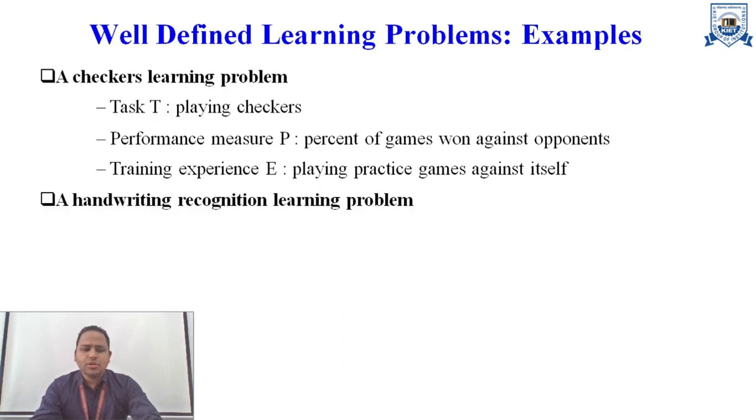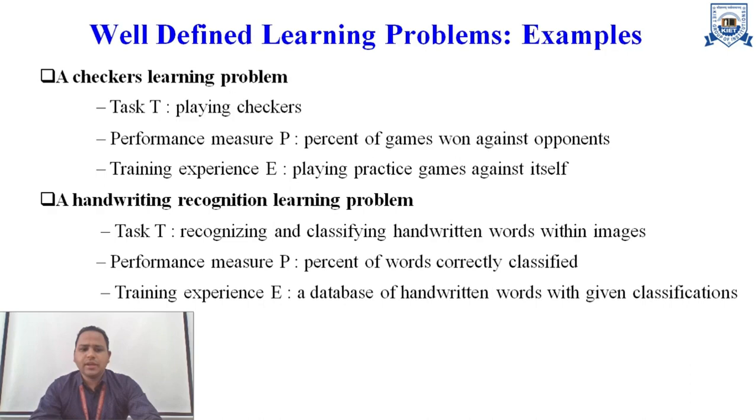Okay, if you take another example, we have the handwriting recognition learning problem, where we give the system some handwritten digits, and the computer will tell us what that digit is, whether it is A, whether it is B, like this. So our task is we want the system to recognize and classify the handwritten words, now in the form of images. So what is the performance measure here? We want how many words are correctly classified by the system. So we want that performance measure as P.